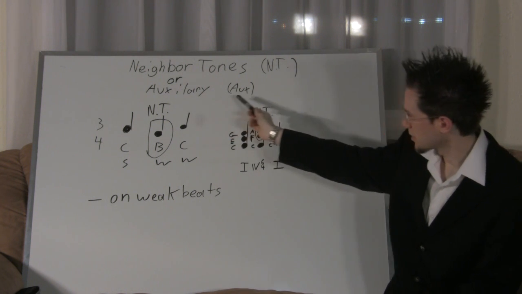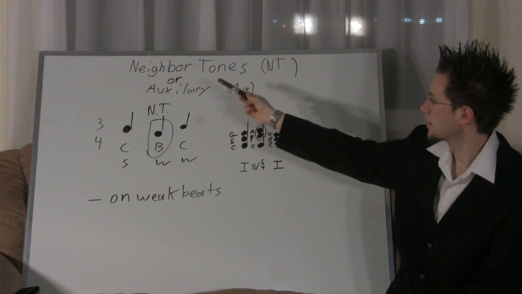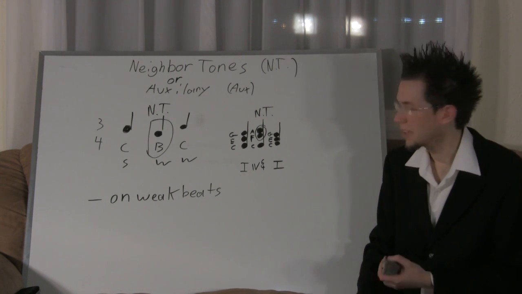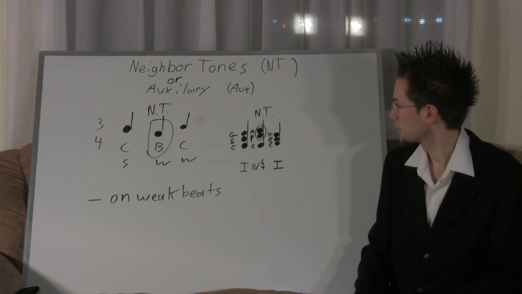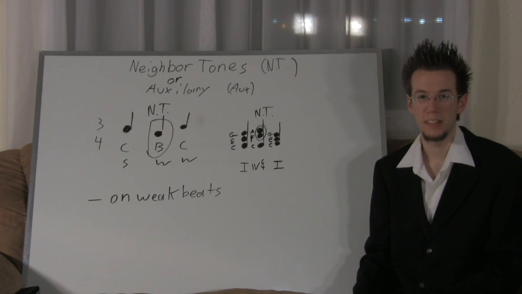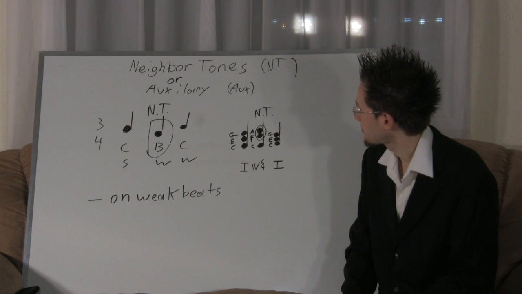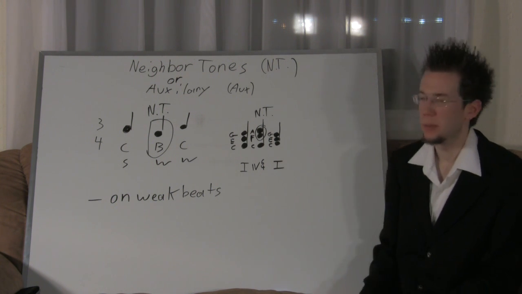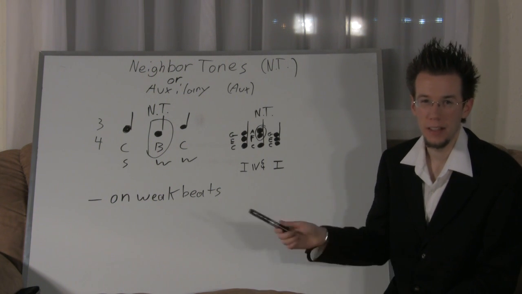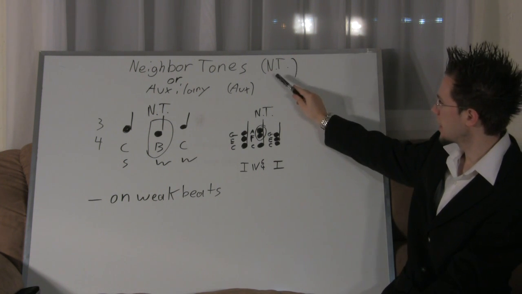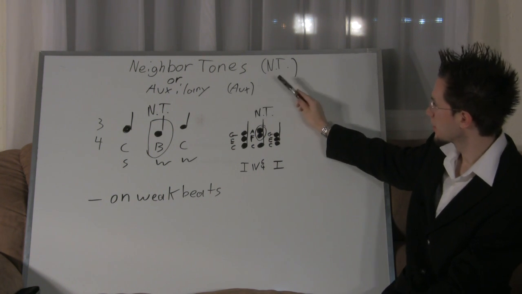So when I first learned, it was called an auxiliary, and then later I learned it was also called a neighbor tone. Either one in my head seems to work just fine, and there might even be other names out there that I don't know of. Anyway, the standard is neighbor tones. I think the auxiliary is an older term, so let's just stick with the neighbor tone. I thought I'd just throw in the auxiliary though.